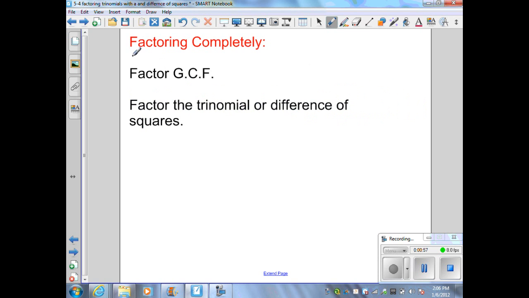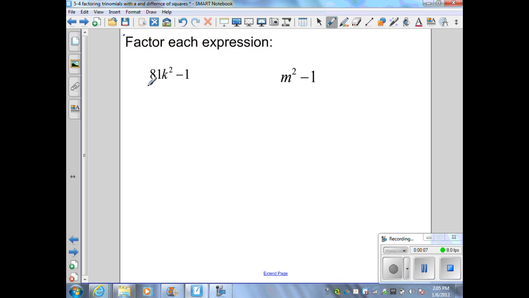Our next method of factoring is to factor completely. In other words, we want to combine all of our methods of factoring: a G.C.F., factoring a trinomial, factoring perfect trinomials, and factoring difference of squares. So the rule of thumb is, one, we want to check through the expression and see if I can factor out a G.C.F. If I can, then I must do so. After that, I will factor the trinomial, whether it's a perfect trinomial or any other trinomial, and then I will factor difference of squares. Two more quick examples here.